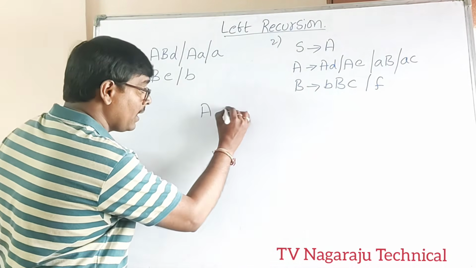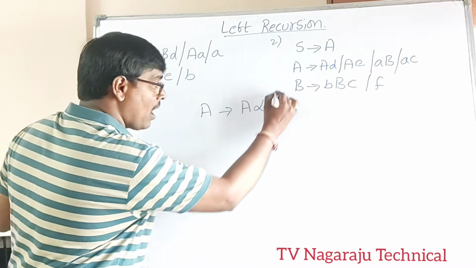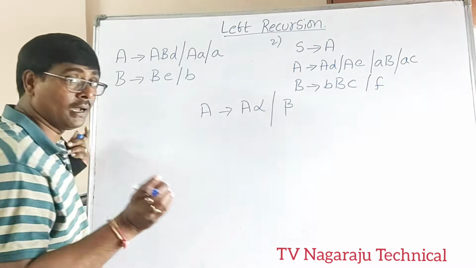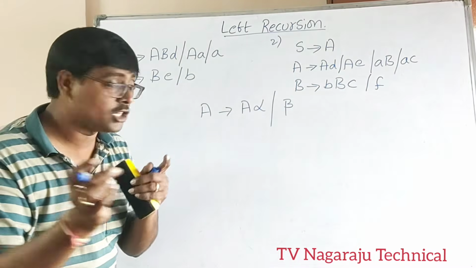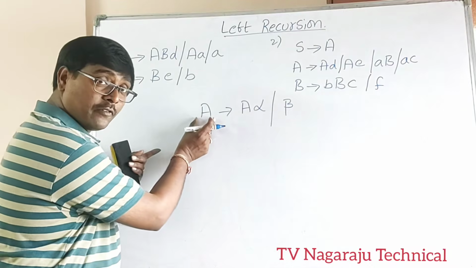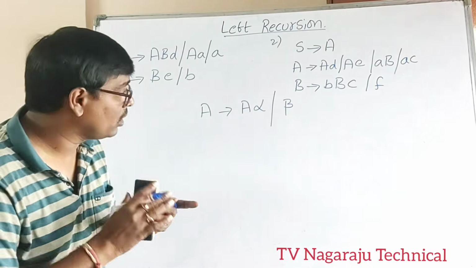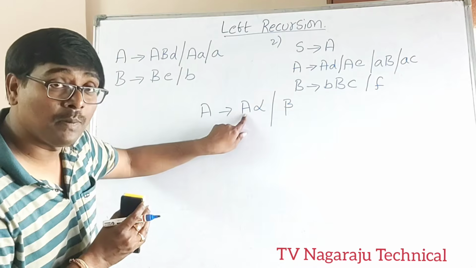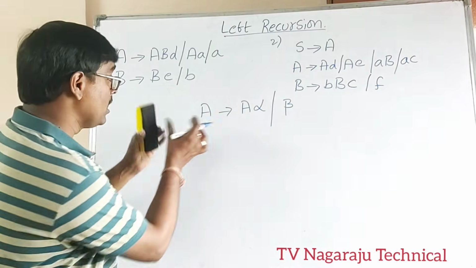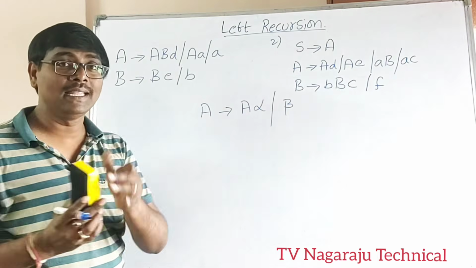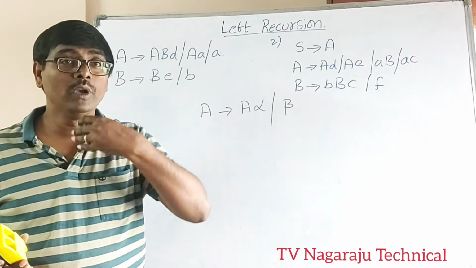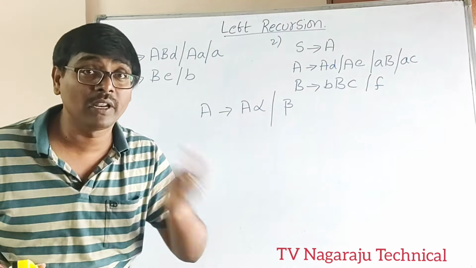What is the format? A tends to A alpha slash some beta. What is meant by left recursion? The left hand side of the production is equal to the leftmost symbol in the right side production. If these two are equal, that is called left recursion. We need to eliminate such left recursion.